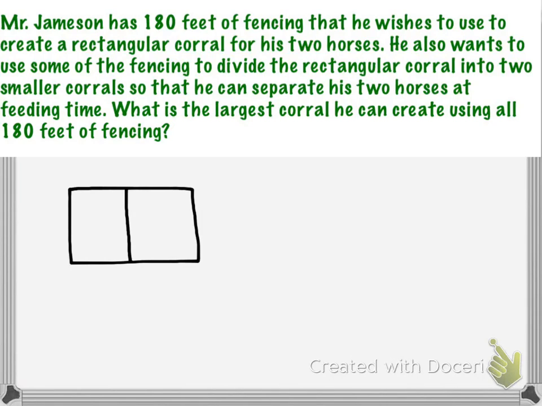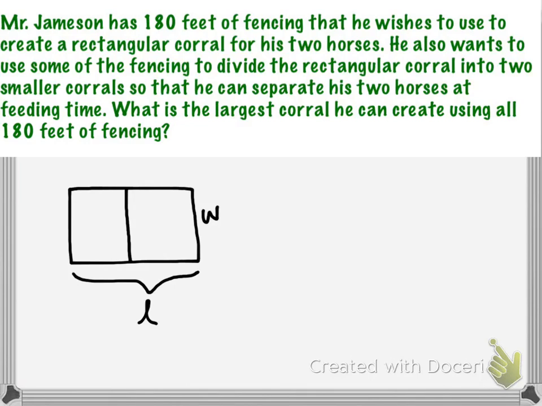So you have to think about what you don't know about this problem. So what do I not know about the rectangle? And of course, I don't know my dimensions. I don't know the length and I don't know the width. So I'm going to go ahead and use L for length and I'll use W for width. So now I've got a labeled diagram.